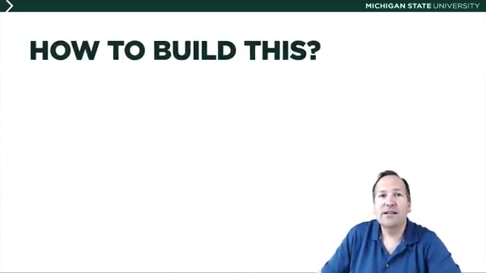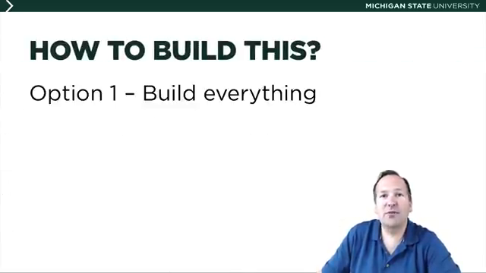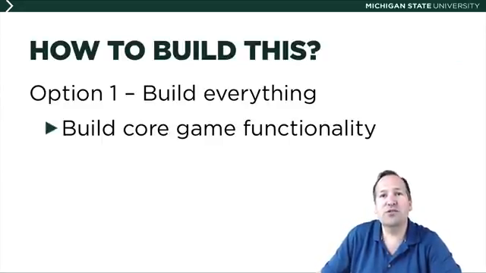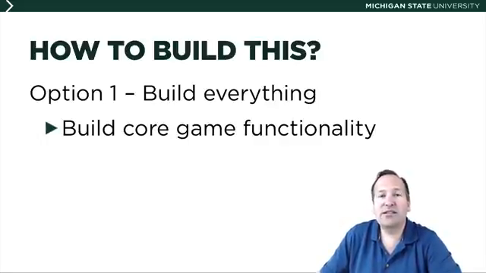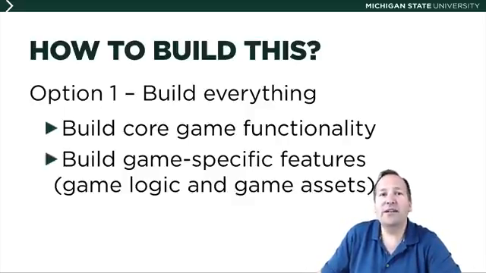So how do we build this? One technique, of course, is to build everything from scratch. That starts with building all the core game functionality, all those core software systems. So for example, if we want to display a JPEG image, we would have to write code to load the image, decompress it, and render it to the screen. We'd have to do the same thing for audio, player input, and all those things we just talked about. Once we get all that done, then we could actually focus on the game-specific features, the game logic, the game assets that make our game unique. Building everything from scratch certainly used to be the norm in the game industry. Today it is still done, but is no longer the norm.